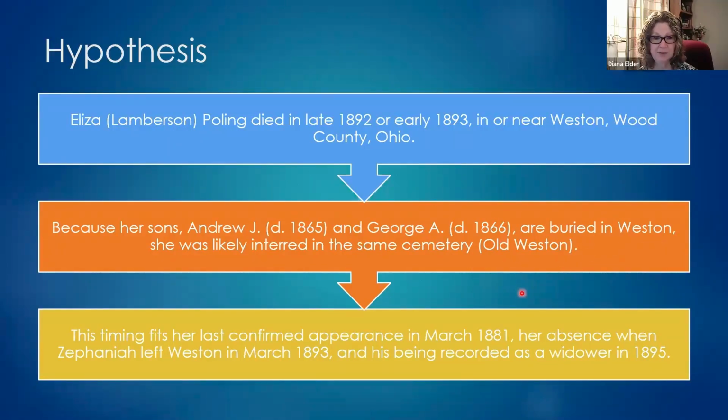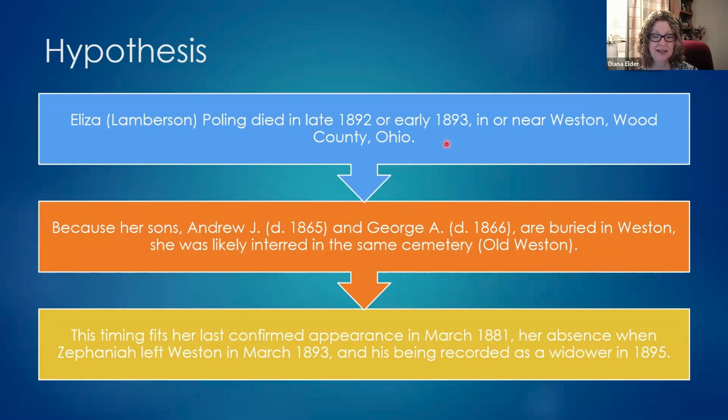The timing fits her last confirmed appearance in March 1881, her absence when Zephaniah left Weston in March 1893, and his being recorded as a widower in 1895. So this is a really good hypothesis. We've got these two sons who died young before their mother. And, if the family has buried them in Old Weston, it makes sense that perhaps she would have been buried there as well.